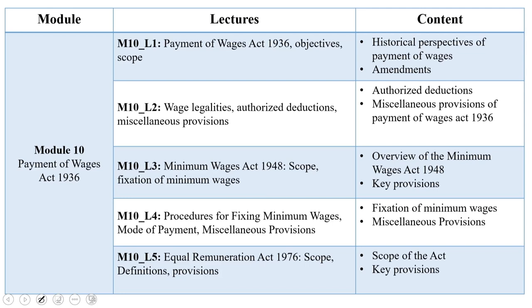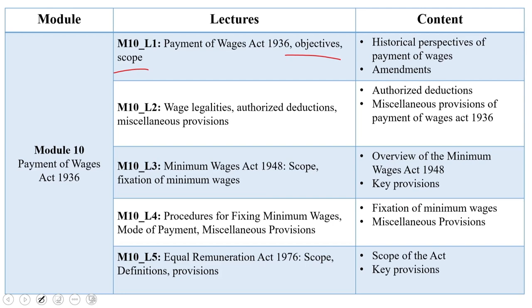Specifically, we started with payment of wages in the first lecture. We looked into the objectives and scope of the particular Act, the Payment of Wages Act, historical perspectives of payment of wages, the amendments, etc. Then we tried to understand the objectives of the Payment of Wages Act, some of which were very critical, like consistent and timely wage payment, regulation of wage payment procedures, prohibition of unauthorized deductions, prevention of wage abuse, dispute resolution. So all these critical provisions or objectives certainly were discussed in greater detail.